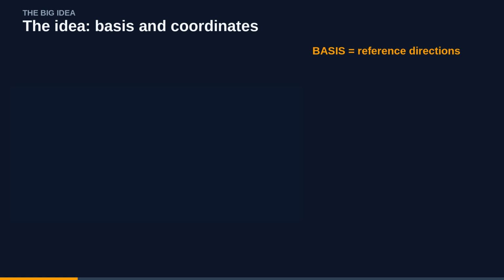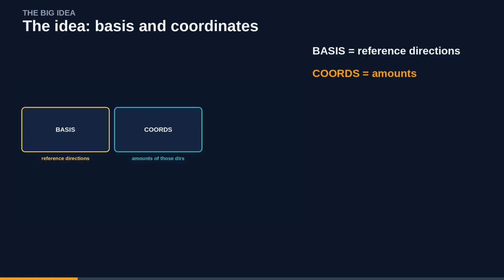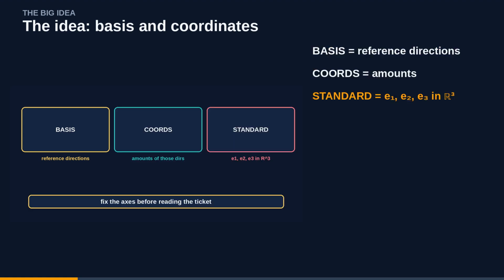The idea that unlocks that ticket is a basis, the set of reference directions used to describe vectors. Coordinates are the amounts of those directions. In the standard basis of R3, those directions are E1, E2, and E3. Fix the axes first, then the three numbers on the ticket become instructions along those axes.